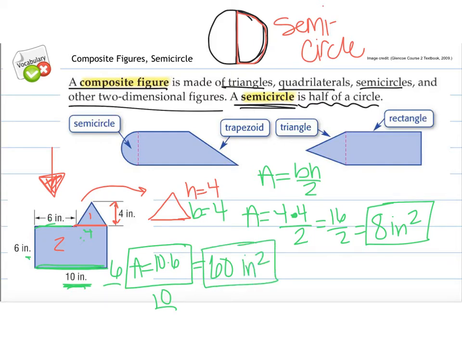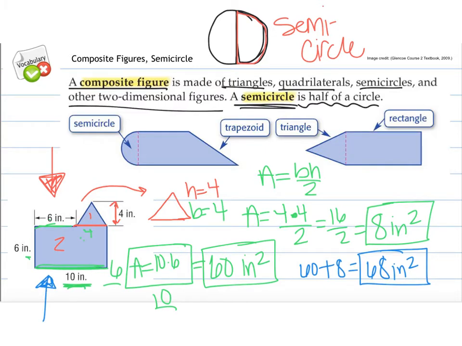Our last step is that we just have to add them together. Sometimes we go through all that work and then we forget to add them together to get the entire area of the full figure. So we do 60 plus 8 equals 68, and we make sure we have a label, so it's 68 inches squared. This one right here would be a really good one to have as an example.